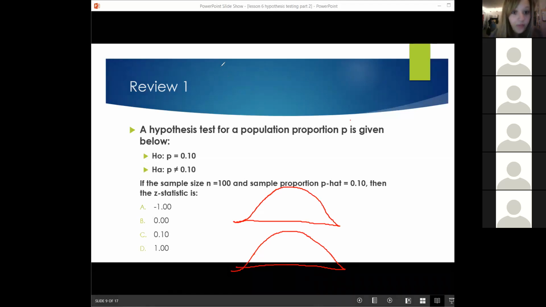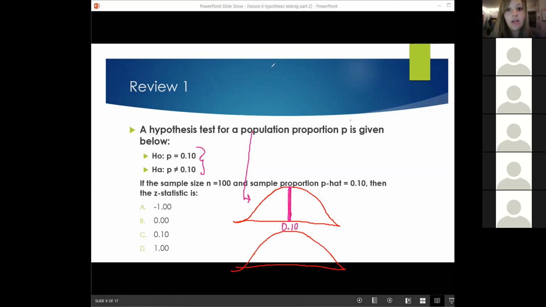So let's draw our first one. It says that our population proportion P is given below. So our mean in this original one is going to be 0.10, because whatever is in our null and alternative hypothesis is going to be our mean. So this is our mean, and it's technically 0 standard deviations away from the mean if you think about it.